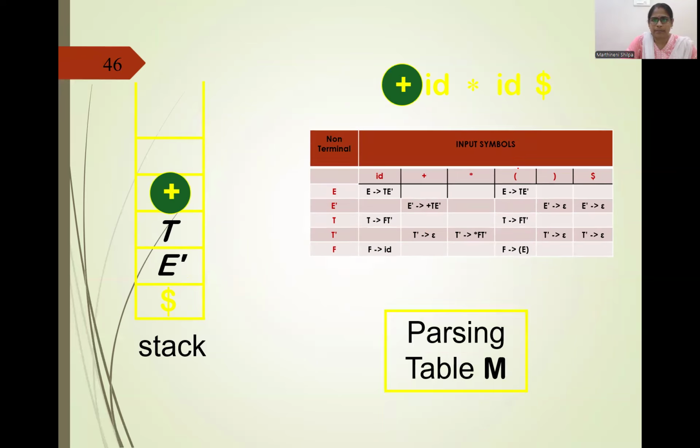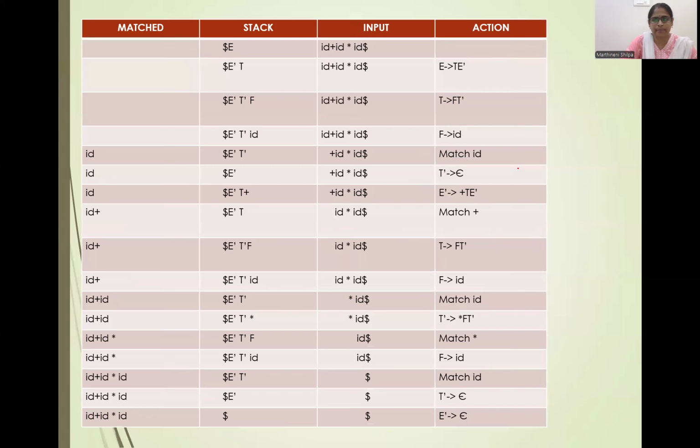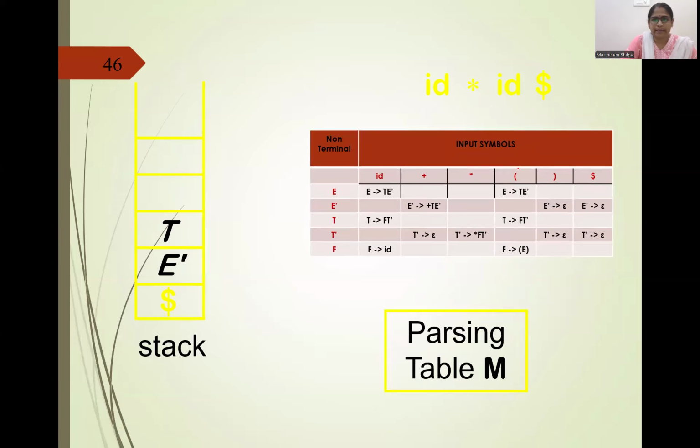Now compare the top of stack element and the current input symbol, plus and plus. These two are equal. So what will happen? The input pointer will point to the next input symbol in the input buffer, and the top of stack element is T. Now T and ID will be compared. In the T row and ID column, we have a production T deriving FT dash. This T will be popped and T dash F will be pushed onto the stack.